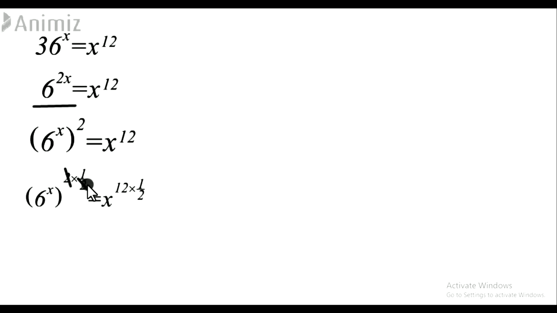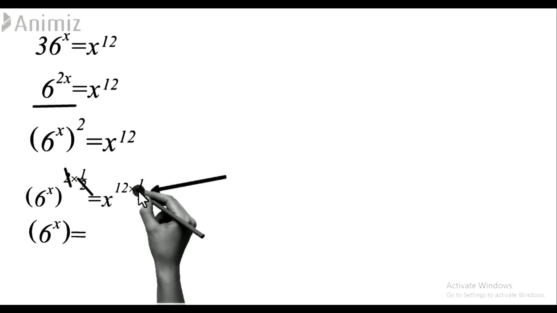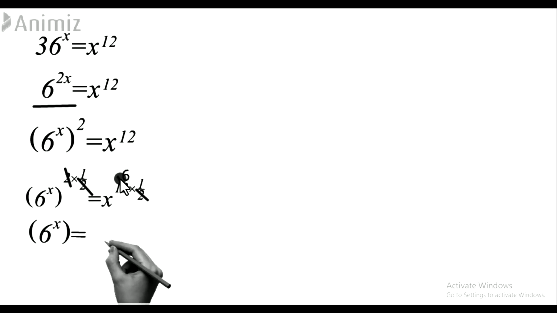So finally we are getting 6 power x is equal to, and considering the exponent here, 12 times half is 6, because 2 goes into itself 1, and it will go into 12 6 times. So we are getting x power 6. Now we have 6 power x and x power 6. So what we are trying to do here is group the equation in such a way that we will have all the variables on one side and we will have the numbers on the other side.